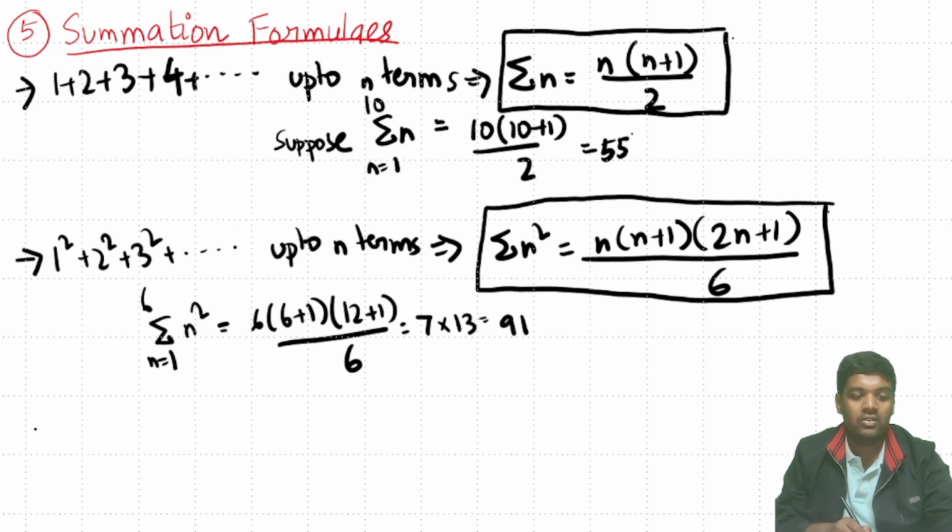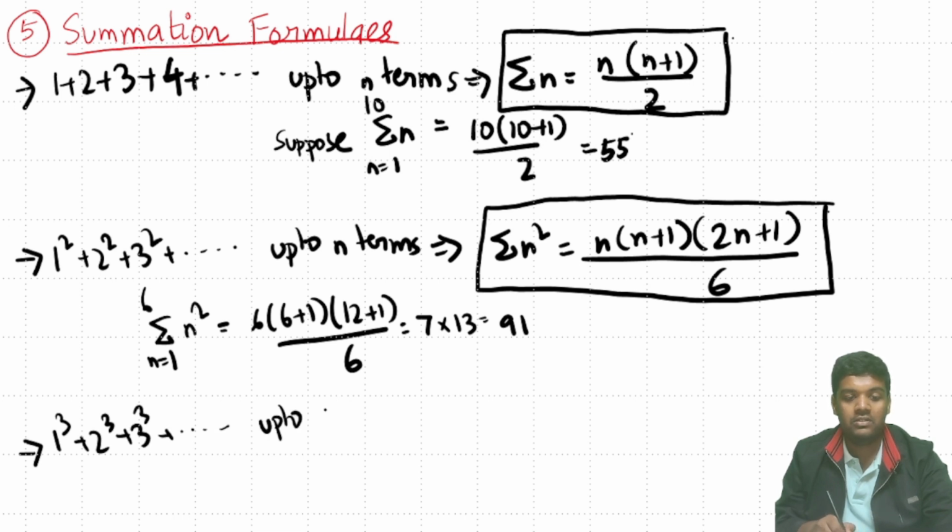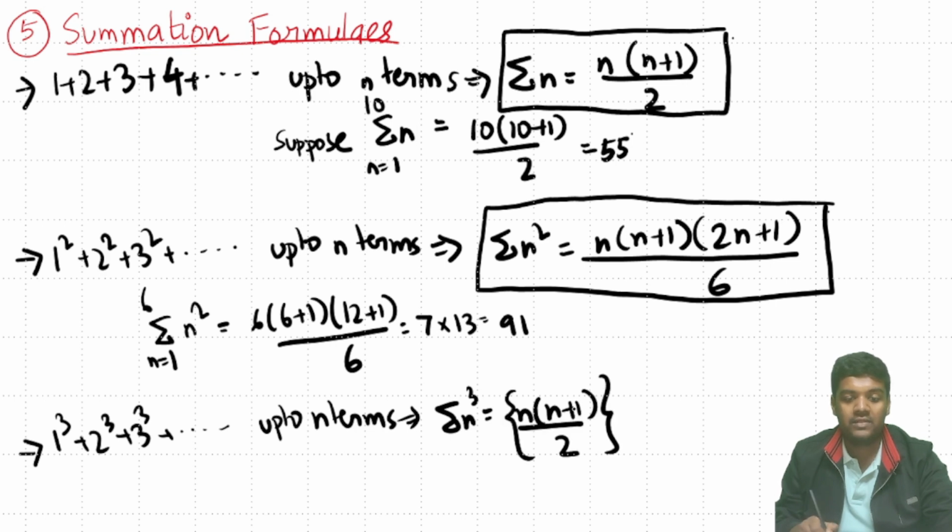Right? Now let's say we want to find the sum of cube of first n natural numbers. So 1 cube plus 2 cube plus 3 cube plus dot dot dot dot up to n terms will be denoted as summation n cube equals to n into n plus 1 divided by 2 whole square. फॉर्मूला सेम है समेशन n का, जस्ट आपको होल स्क्वायर करना है.